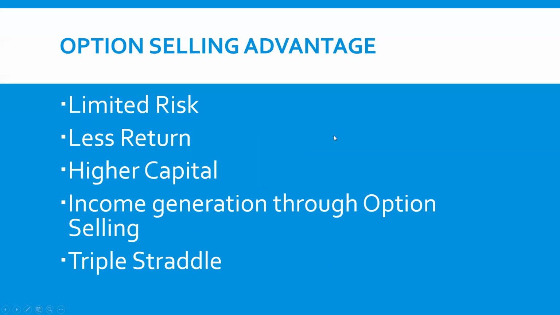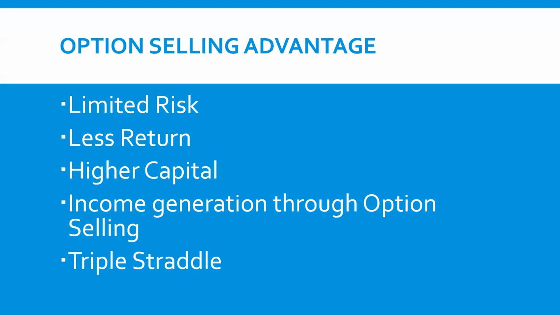Next, coming to option selling. I put it as limited risk, but that's not a limited risk. If they're selling only naked options, that is unlimited risk. If they're hedging with strategies like iron condors or a butterfly, then that is a limited risk. And they have to deploy a huge amount of capital.